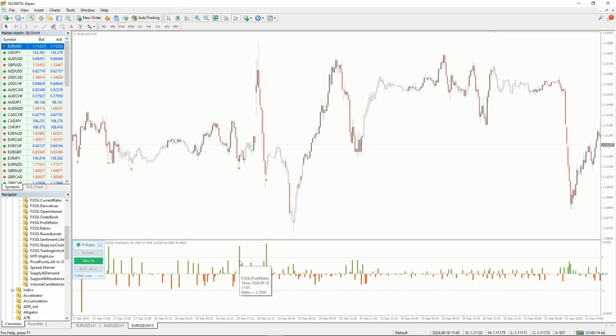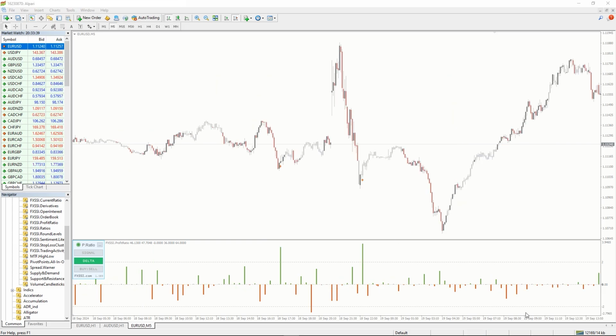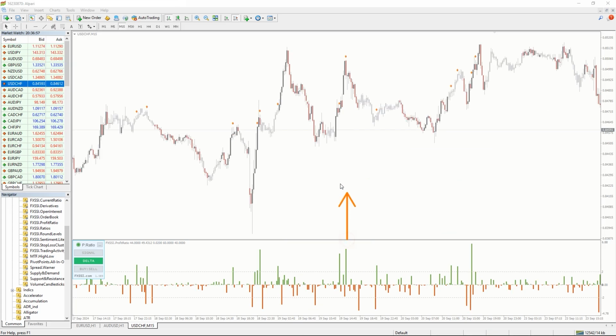A PR spike exceeding 2% suggests a similar trading approach. Also, whenever there is a 2% spike in delta, an orange diamond appears on the chart. If the diamond is below the price, consider looking for a buy trade. If it's above, consider a sell trade.